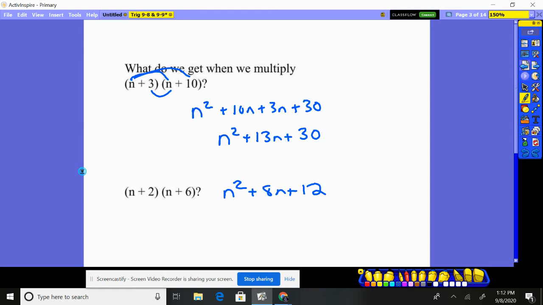The outside number every time. Well, in this problem, we got a 30. When we had a 3 and a 10, the outside number was 30. When we had a 2 and a 6, we got a what? 12. So what do we notice about that outside number? That outside number, it appears to be what? The product of those numbers. So you have a 3 and a 10, this outside number every time is going to be where you're doing that 3 times that 10.